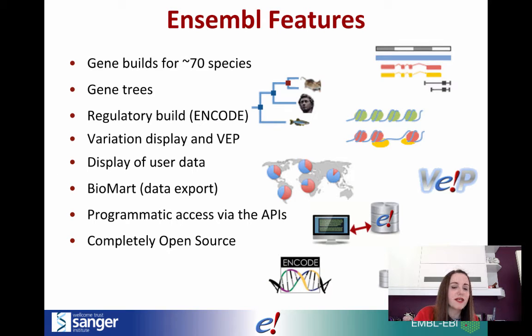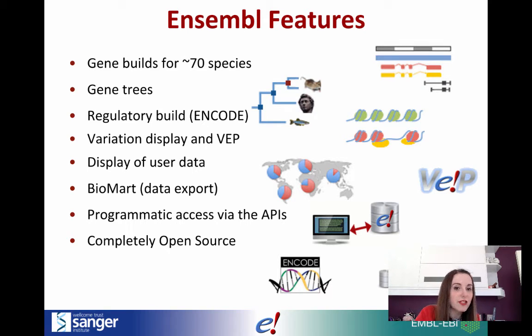We have lots and lots of data in Ensembl. We have what we call gene builds for about 70 species. We take all of our genes and we compare them pairwise to each other, and we produce gene trees. We do what we call a regulatory build, which pulls in data from ENCODE, Roadmap Epigenomics, Blueprint, and predicts the locations of features such as enhancers and promoters.